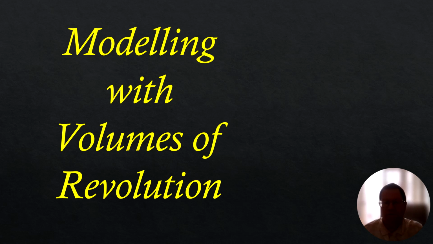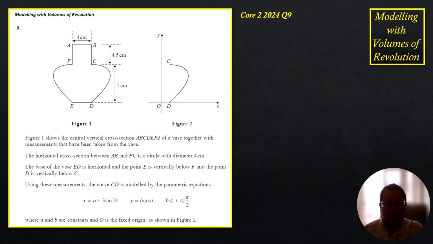Hello, and in this video we're going to be looking at modelling with volumes of revolution, building on the examples we did in the previous video. To do this we're going to look at two exam questions from the Core 2 paper, one about a vase and one about a berry. So this one is about the vase.